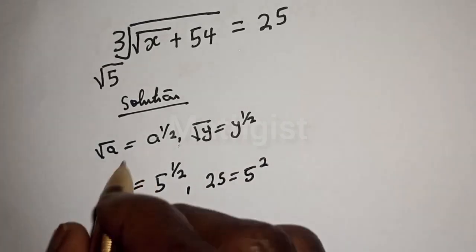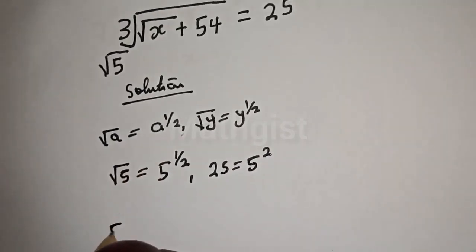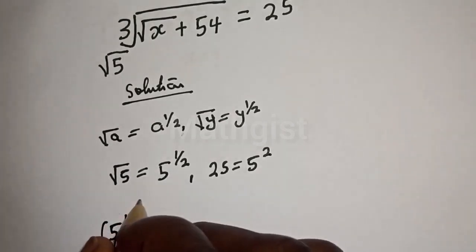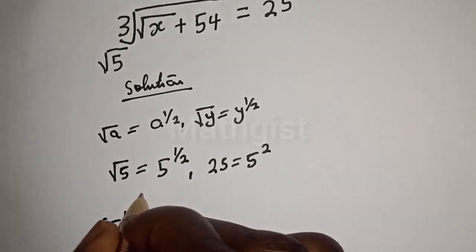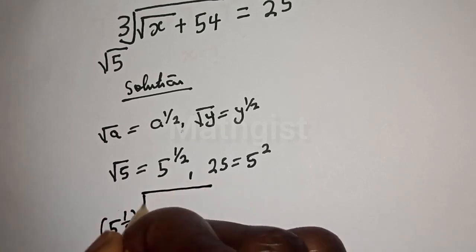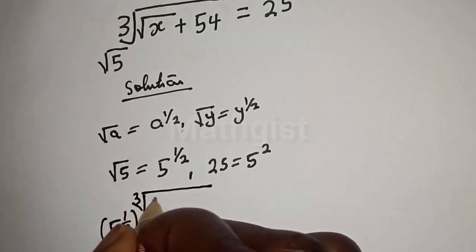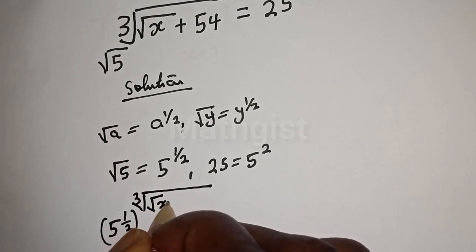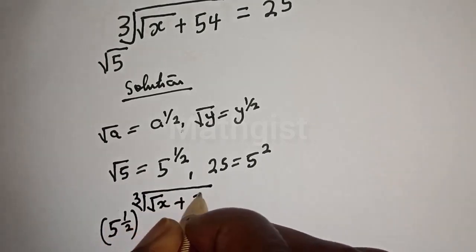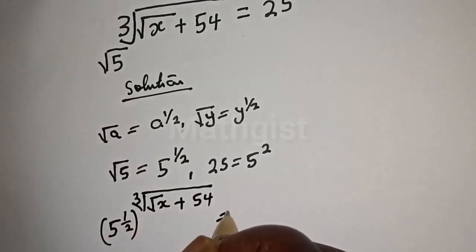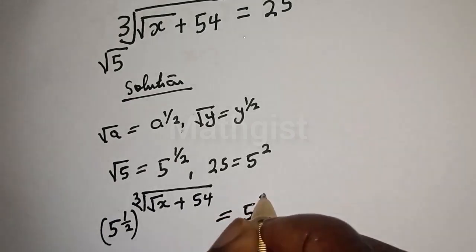So let's substitute. Here is 5 raised to power 1 over 2 to the power of cube root of square root of s plus 54 is equal to 5 squared.